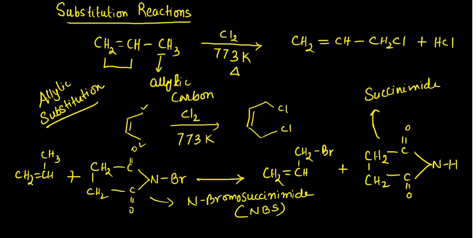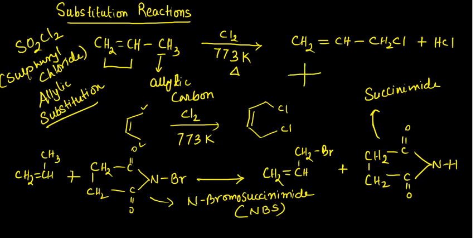This allylic substitution can also be carried out in the presence of other reagents like SO2Cl2, sulfuryl chloride, or butyl hypochlorite. What is butyl hypochlorite? I am writing it over here. This is butyl hypochlorite. So overall, these are allylic substitution reactions of alkenes.